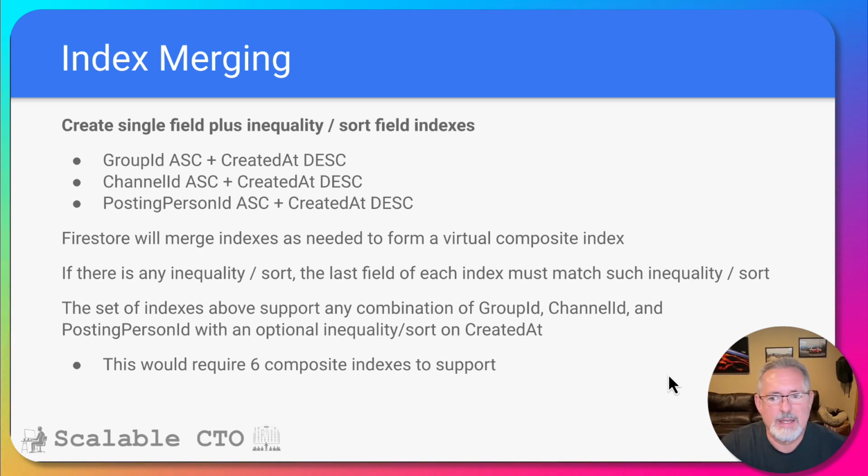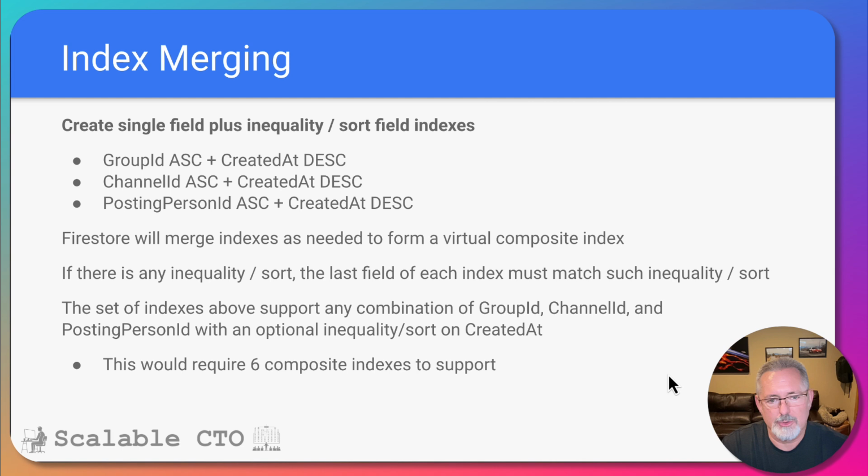Another thing to understand is that Firestore does what they call index merging. It will create a virtual composite index out of individual indexes on smaller sets of fields. For example, to do the equivalent of what we did with that last composite index, let's say we made 3 separate indexes, one on each of those 3 fields, each having a secondary field of created at descending. If I have this, I can now do a search on any combination of those 3 fields, and optionally on either a range select or a sort on the created at. Firestore will figure out how to combine those 3 indexes into a virtual composite index and run that search. So that's pretty nice. It's pretty flexible.